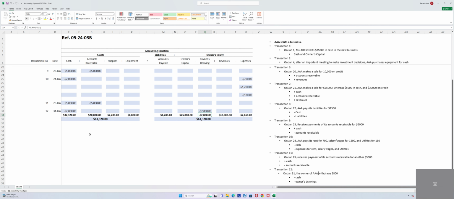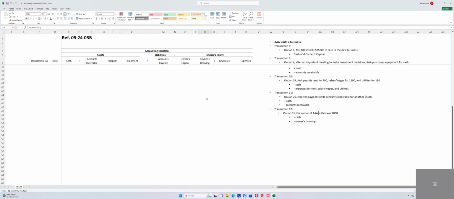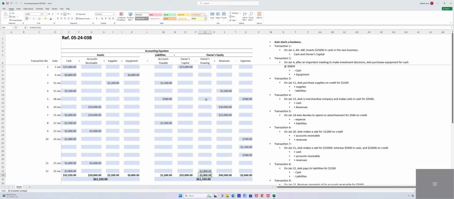So this is the summary of the accounting equation, and we see here that our total cash in our business is $32,320. Our total accounts receivable are $20,000. Our total supplies is $2,200. The total equipment is $6,000. So this sums to $61,320.